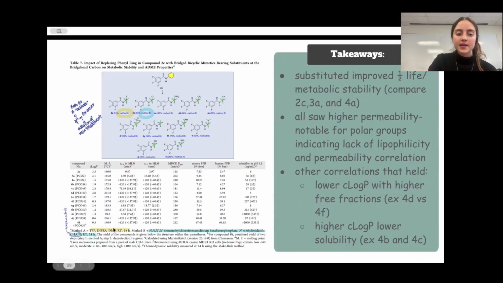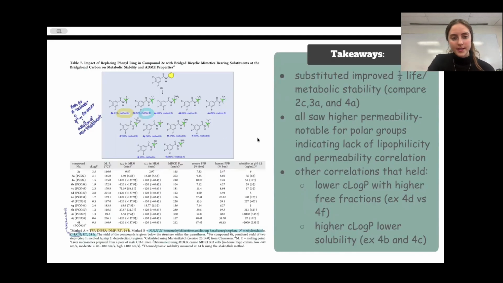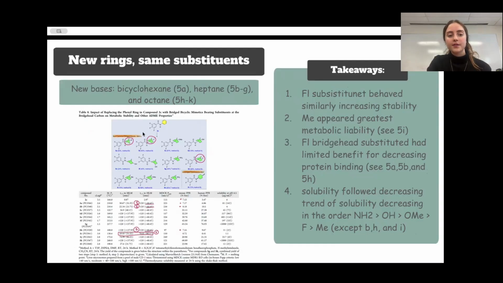Overall, there is that desired increase in metabolic stability here and also a higher permeability of all these molecules. Originally, if you'll notice here, this is a bridged cyclopentane ring, whereas here they used more variation in the number of base ring carbons. They saw overall that same increase in stability and wanted to specifically highlight that the fluorine had a very good increase in stability, whereas methyl had more of a liability, as you'll see here in 3I. It didn't have that same drastic increase.